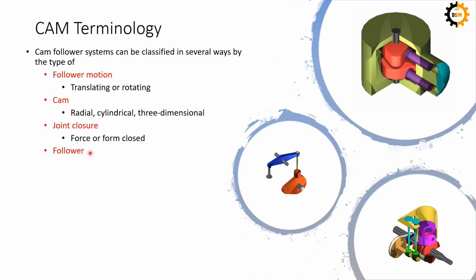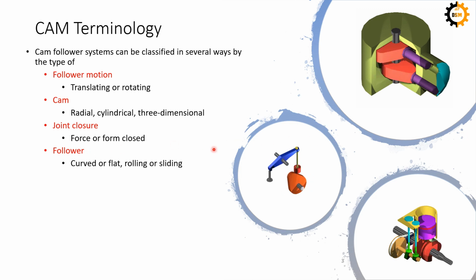Then also based on the type of follower, in a way that what is the shape of the follower. So it can be a mechanism with follower that is curved or flat, or it is causing a rolling motion, or it is sliding motion. So this is based on the type of the motion of follower in terms of curved, flat, rolling, or sliding.